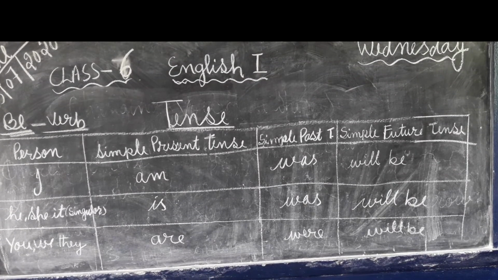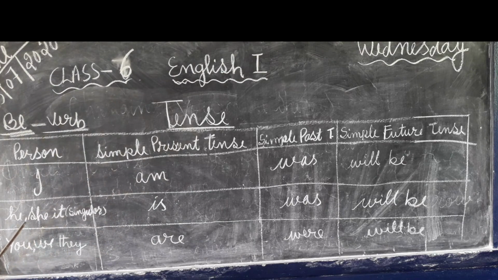Now see here, the special verb be with tense: simple present tense, simple past tense, simple future tense. These are the persons: first person, second person, third person. Here, I. With I we use am in the present tense. But in the past tense, I was. In the future tense, I will be.